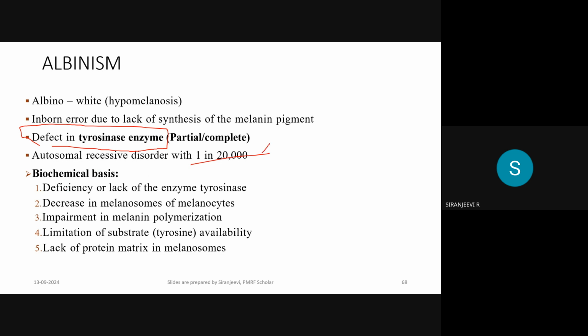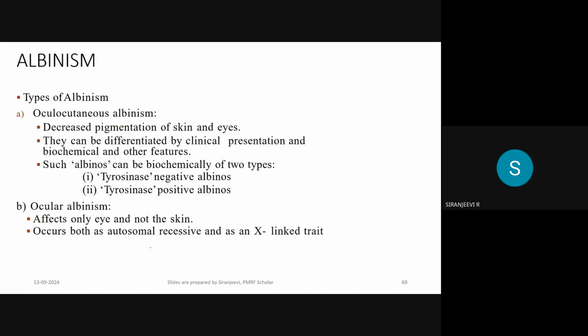The biochemical basis, if you see, is deficiency or lack of the enzyme tyrosinase, and then a decrease in the melanosomes of melanocytes, and impairment in melanin polymerization, limitation of the substrate, which is tyrosine availability, and lack of the protein matrix in melanosomes.